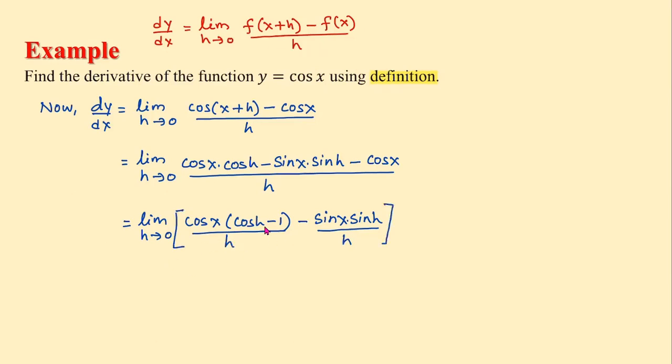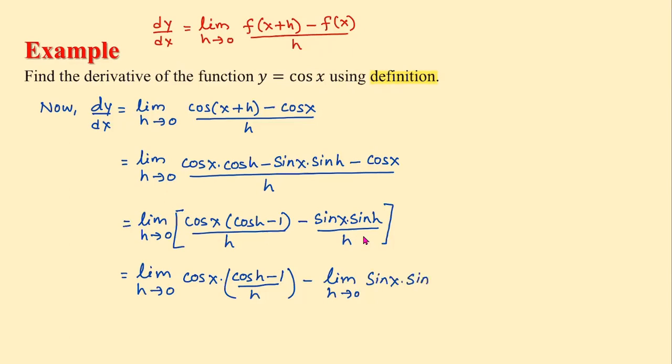Now we have two terms here. This is the first term. This is the second term. So we can find the limit of each term. So this is equal to limit as h approaches 0, cosine x times cosine h minus 1 over h, then minus limit as h approaches 0, sine x times sine h divided by h.